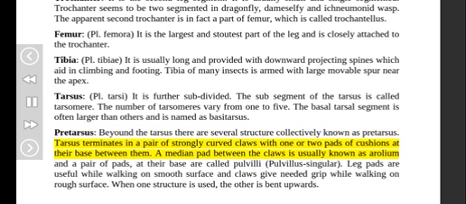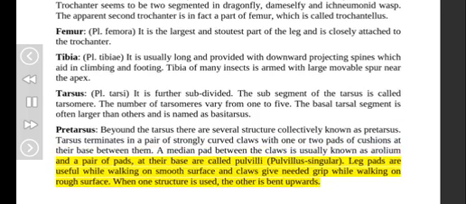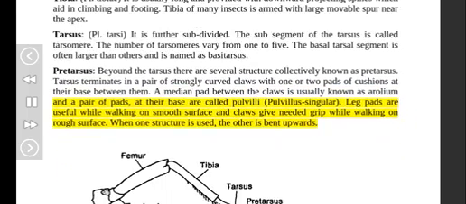Tarsus terminates in a pair of strongly curved claws with 1 or 2 pads or cushions at their base between them. A median pad between the claws is usually known as the arolium, and a pair of pads at their base are called pulvilli, pulvillus singular. Leg pads are useful while walking on smooth surfaces, and claws give needed grip while walking on rough surfaces.